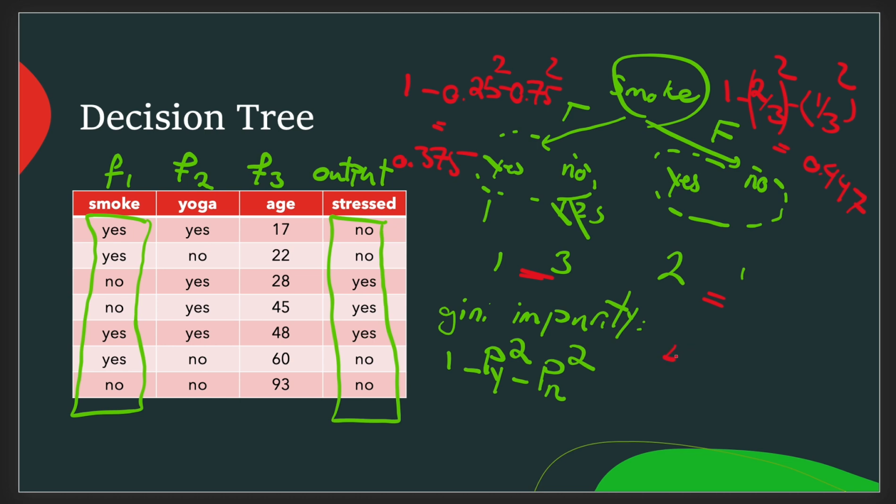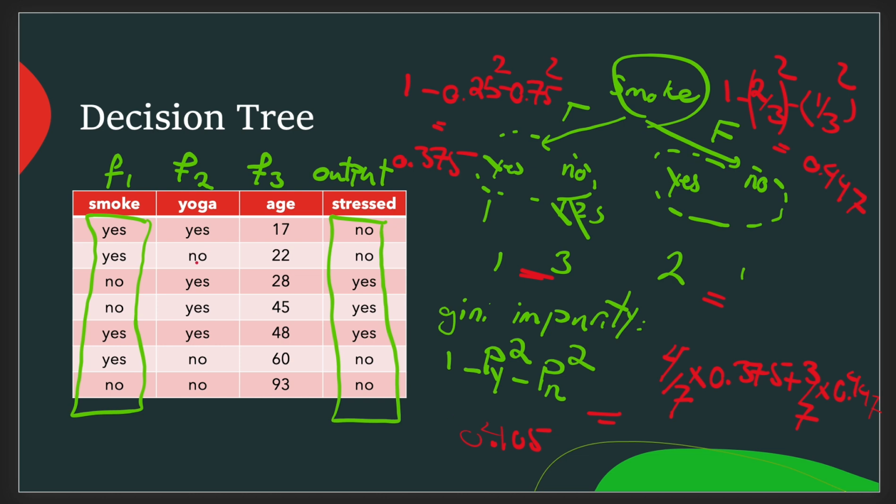That would be 4 over 7 times the Gini impurity of this node, 0.375, plus this is 3 over 7, right? Because we have 3, and then that multiplied by 0.444. And this would equal, if I'm not mistaken, 0.405. Okay, cool. This worked.